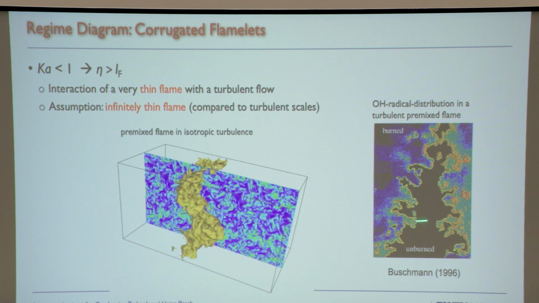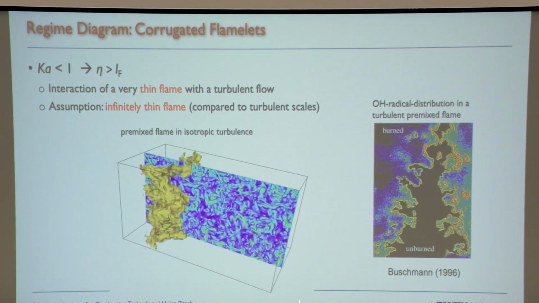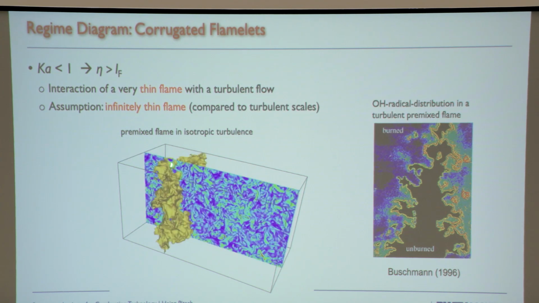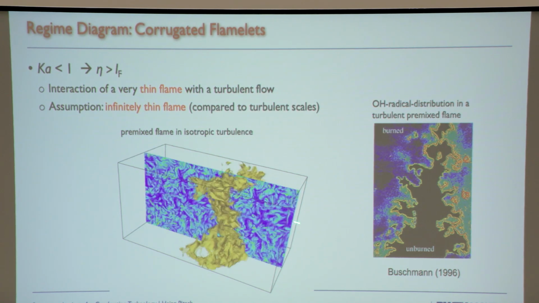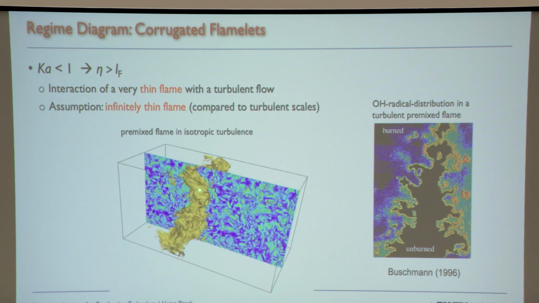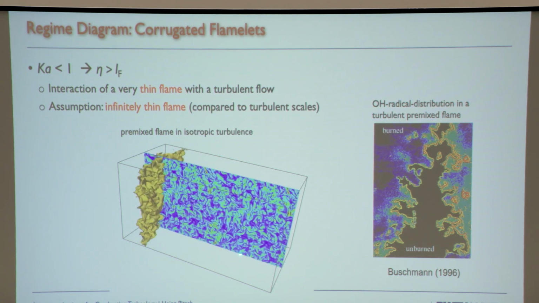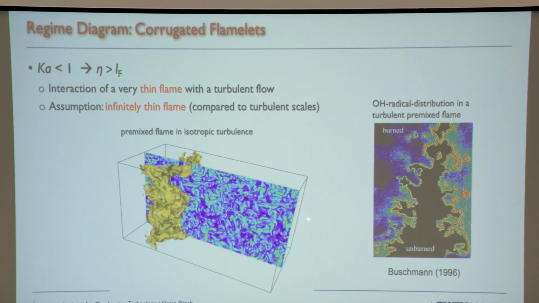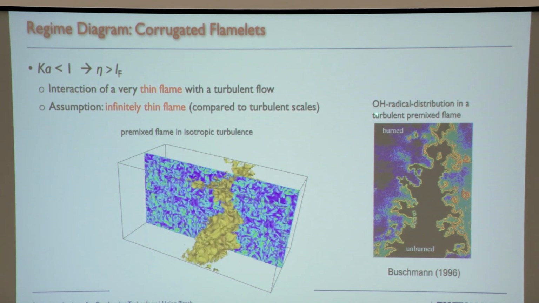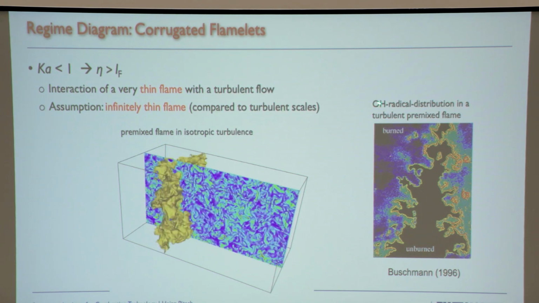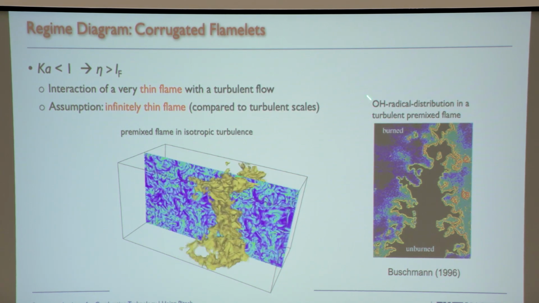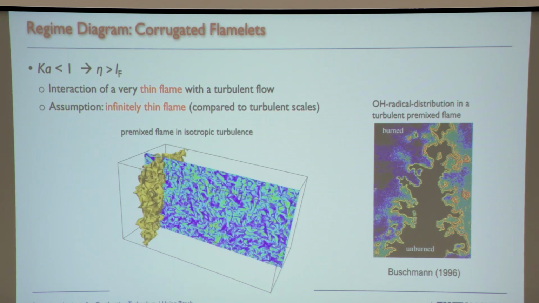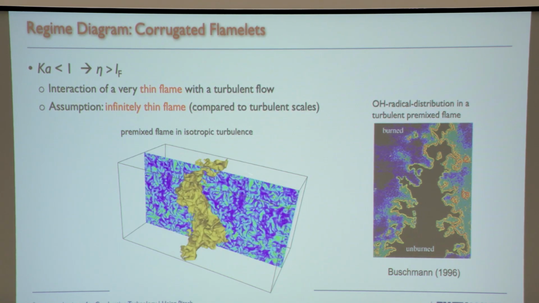So these are examples from simulation and from experiment. You see here a simulation of a turbulent premixed flame that burns from left to right in a turbulent flow, where the flame is basically infinitely thin compared with the turbulent scales. And this here is an LIF, laser-induced fluorescence of the OH radicals. In a turbulent flame, it shows you just one plane, one slice cut out.